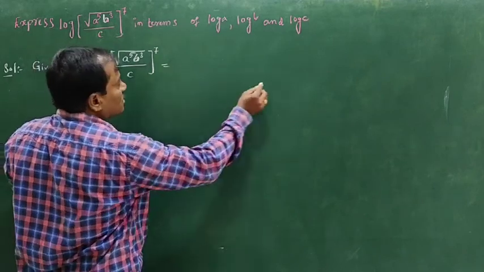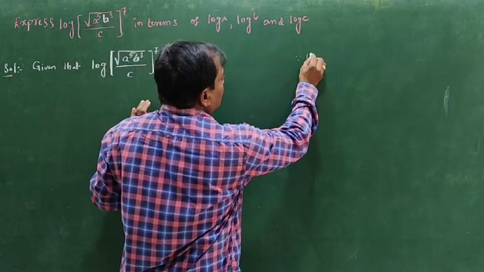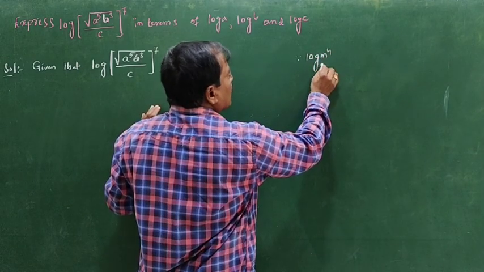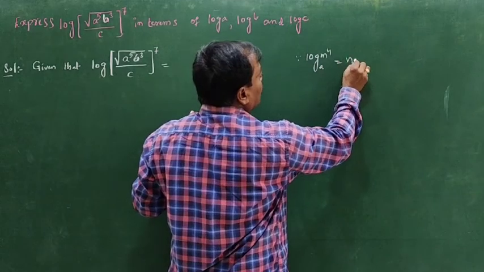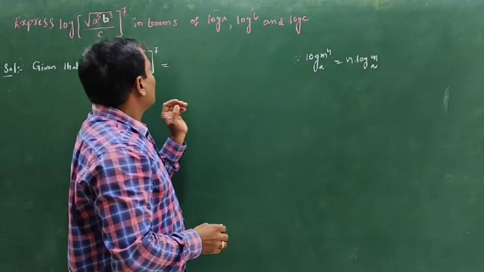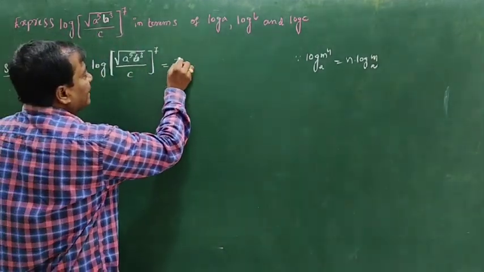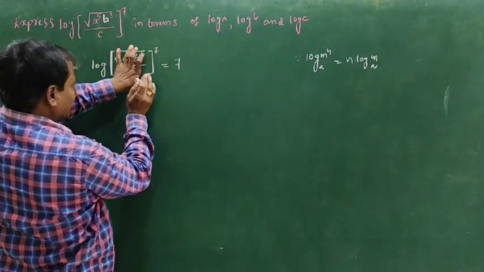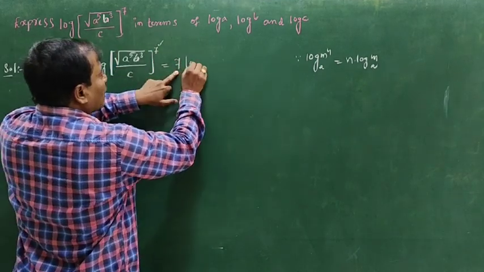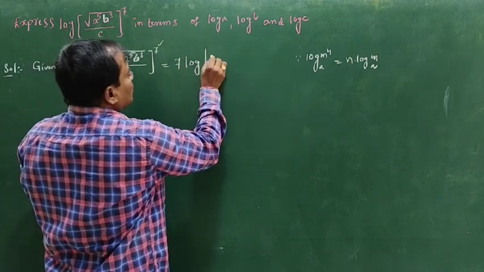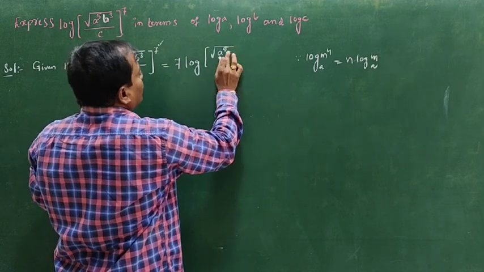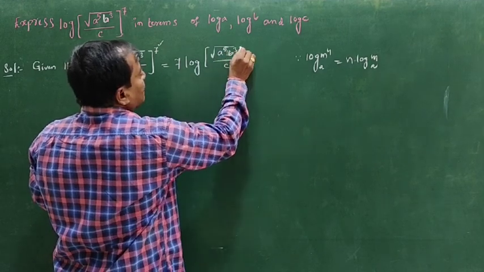Now we know some of the formulas: log m to the power of n to the base a or e is equal to n into log m to the base a. By using this property, the given logarithmic function can be written as 7 times log of the square root of a to the power of 5 b cube by c.